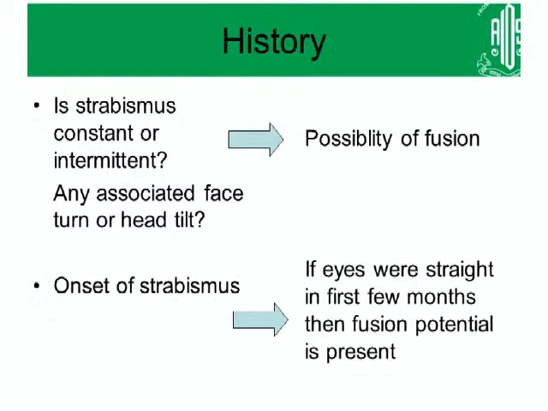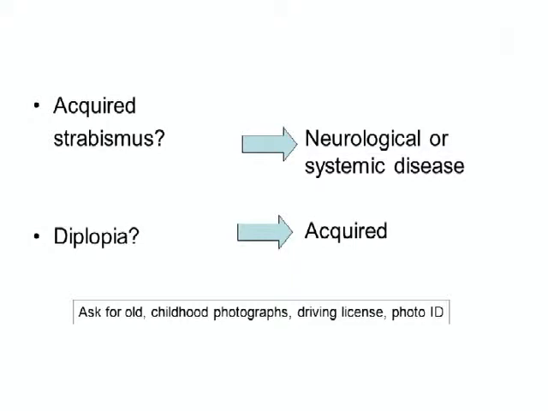Because remember, the goal of correcting the squint is not just for the patient to look good and get married, which is how most patients come. They come saying, abhi shaadi hone wala hai, so please can you kuch kariye? No. The main reason is because we want to give the patient a chance at 3D vision or binocular vision. Is this squint acquired? Because it may be because of a neurological or systemic disease, maybe some very bad tumor presenting as a third nerve palsy. So you want to know whether this is an acquired strabismus.